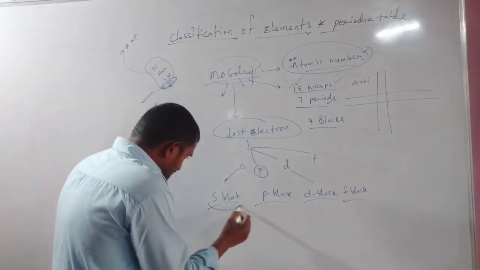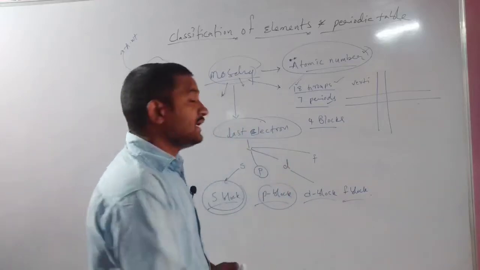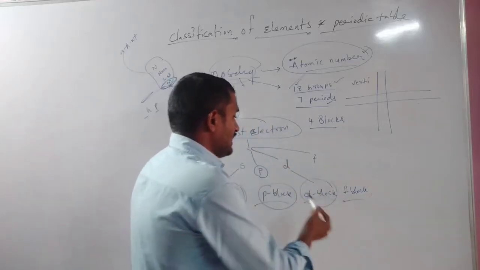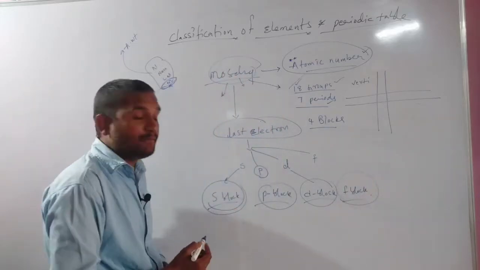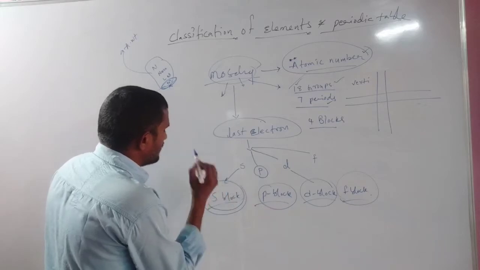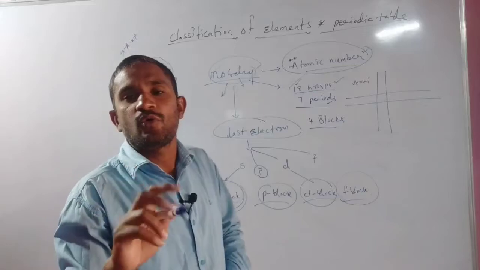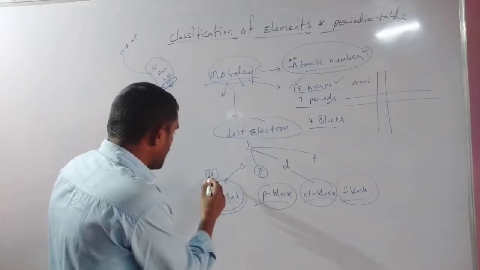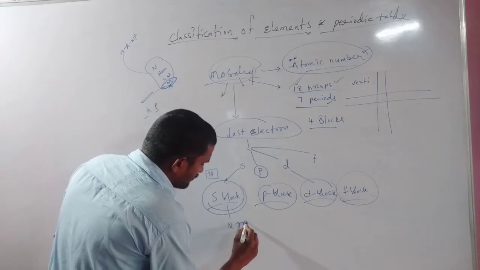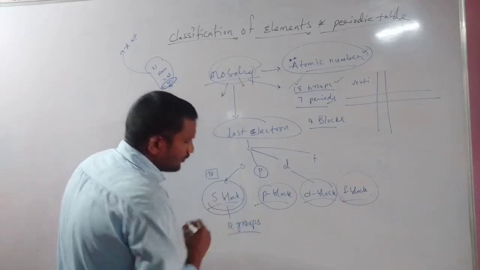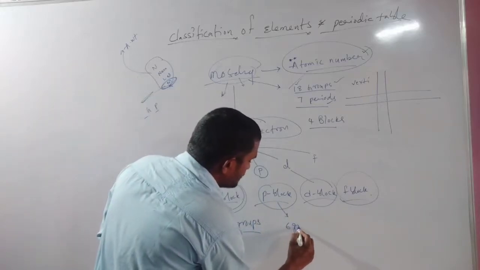In the s block, how many groups are there? In the p block, how many? In the d block? In the f block? The s orbital can hold a maximum of only 2 electrons, so the s block consists of only 2 groups. And the p block consists of how many groups? 6 groups.